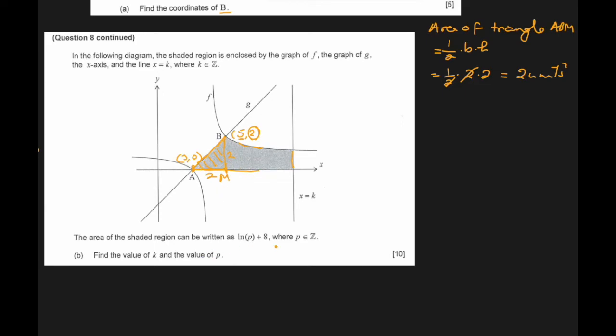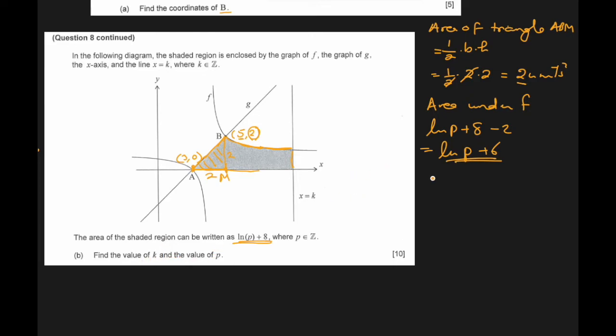That means for the remaining area, the total area is ln p plus 8, right? So this is purely the area under this curve now. The area under f will be ln p plus 8, which is the total area, minus 2, which we subtract. So it comes out to be ln p plus 6. This is the area of the remaining one, the remaining colored area. All right, we have to find the value of k and p.